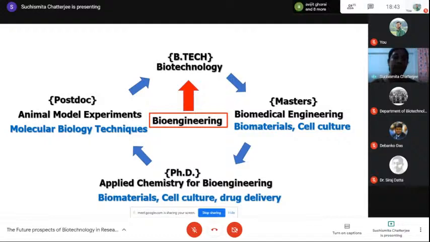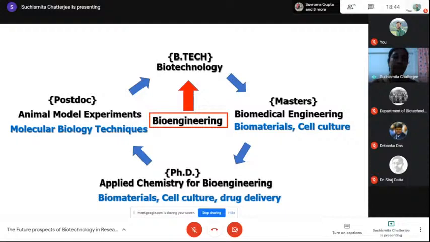As a BTech biotechnology graduate, I got the opportunity to specialize in biomedical engineering in my master's, where I developed biomaterial, and for this experiment I again needed my cellular culture knowledge, which I got from my biotechnology background. At my PhD level, I developed some biomaterial, and again I needed its application for the biological system, for doing cell culture and drug delivery studies. That knowledge I also acquired from my BTech level.